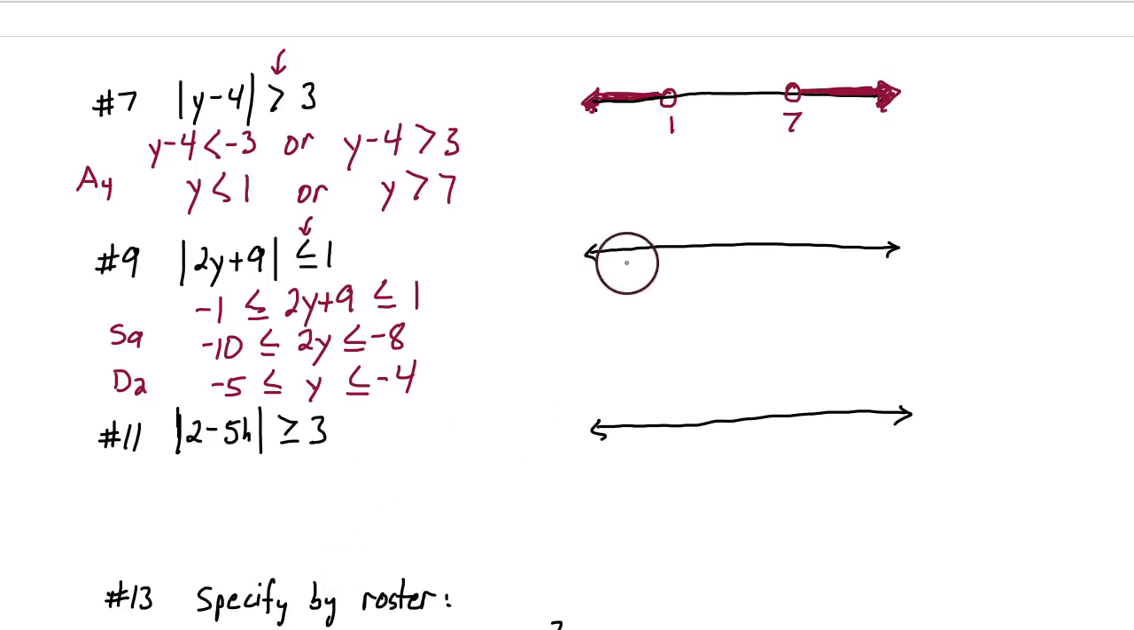We can graph this. Here's negative 5, and to the right of that is negative 4. Both of them get closed dots because the symbols have the or equal to bars. The letter y is in between those numbers, so you shade in between there.